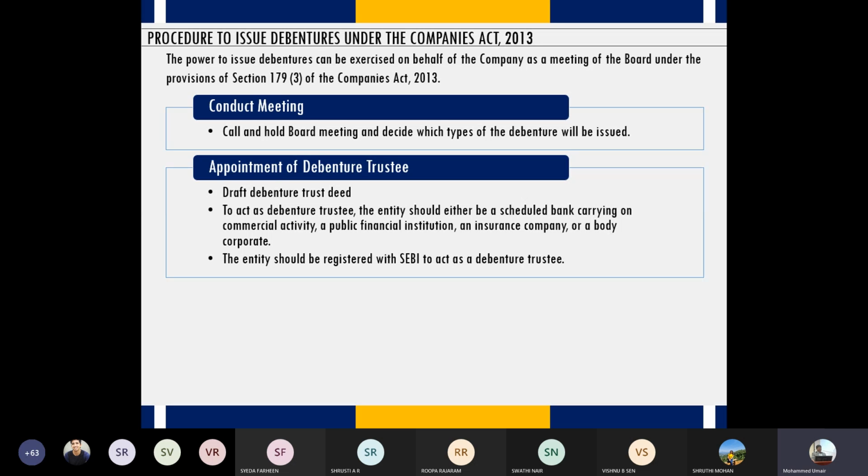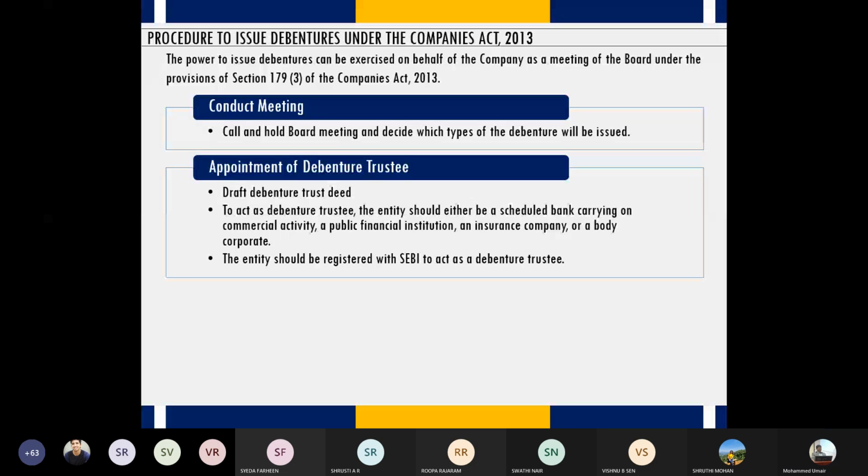So these trustees should ensure that the money is used for the right purpose, which was decided earlier in the meeting. So they ensure that there is no manipulation and there is no misuse and fraud. Therefore, these debenture trustees are outsiders. Actually, they are banks and financial institutions, or it can be a corporate body also.